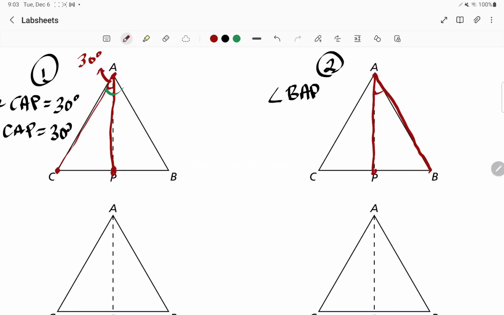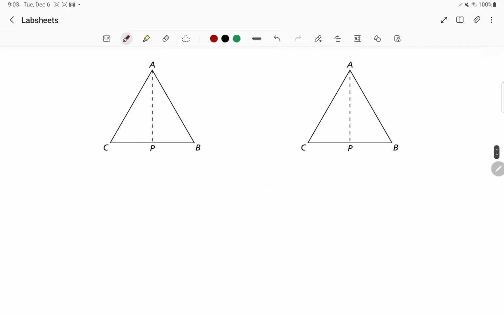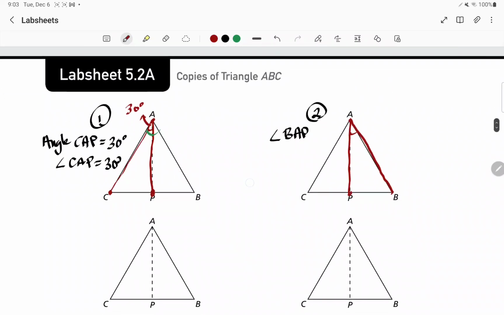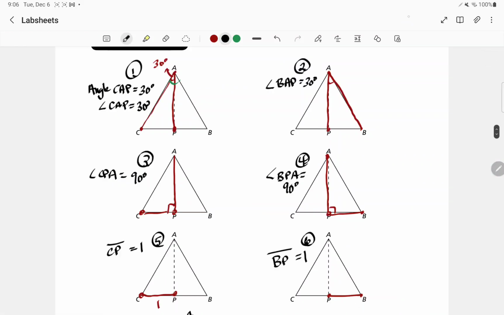Go ahead and do numbers 1 through 6 and then try number 7. On number 7, you can use one of these triangles or just draw another triangle down here. Go ahead and do numbers 1 through 7. 7's a little different than all of the other ones. So let's take a look at these.